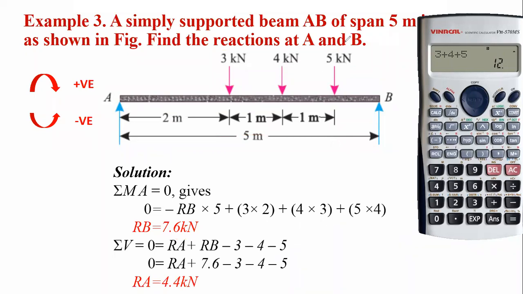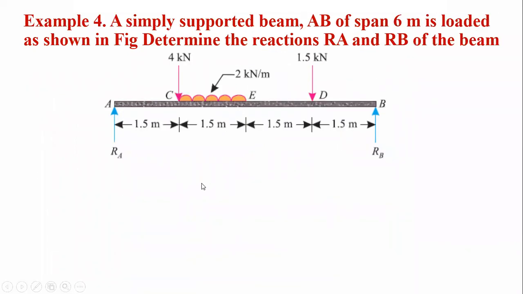Okay. Now let us proceed to the next problem. A simply supported beam AB of span 6 meter is loaded as shown in the figure. Determine the reactions RA and RB of the beam. Now, if you see here, there are two point loads and one UDL over the beam. Now let us find out the reaction RA and reaction RB by using the equilibrium conditions.